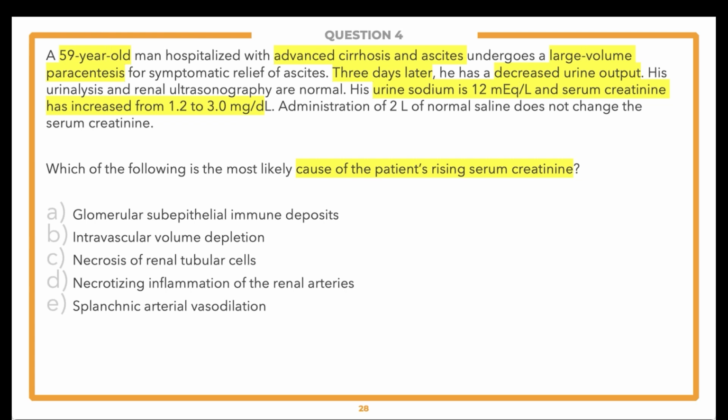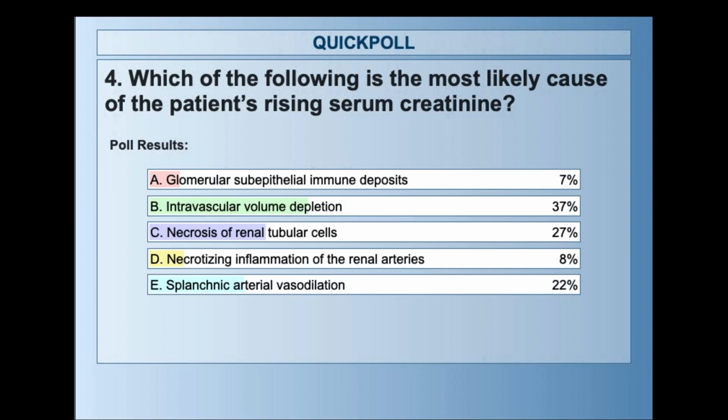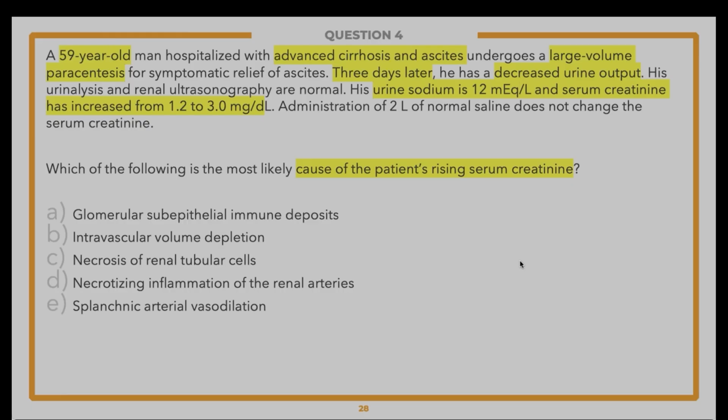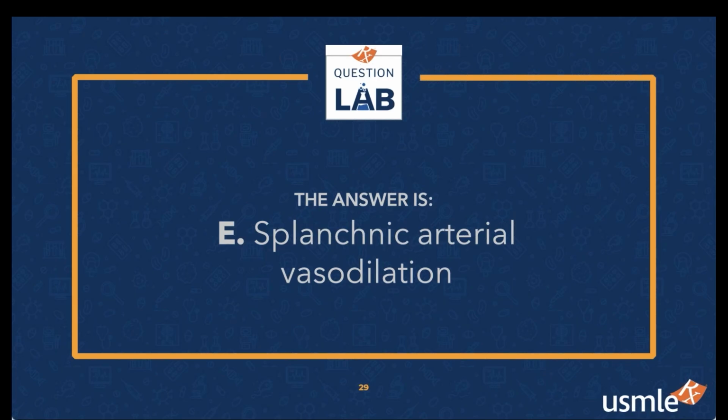So a little over a third of you went with intravascular volume depletion, answer choice B. A little over a quarter of you went with necrosis of renal tubular cells. And then just under a quarter of you went with the splanchnic arterial vasodilation. It's a difficult one to pronounce. Okay, very good. So let's go ahead and hide the results and reveal the answer. And the answer is answer choice E, splanchnic arterial vasodilation.